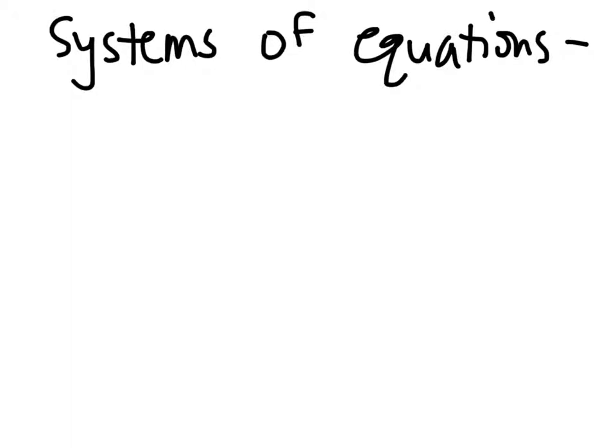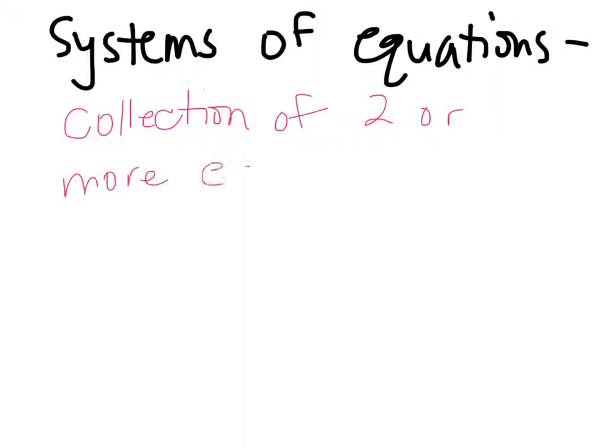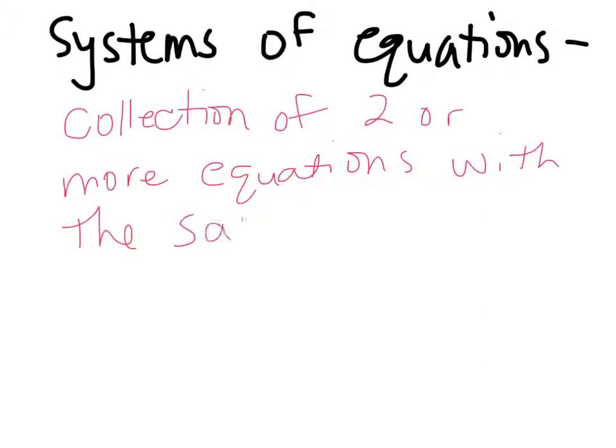A system of equations is a collection of two or more equations with the same set of variables.